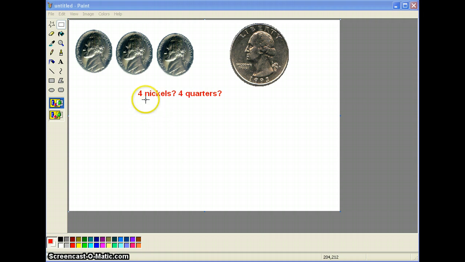Can you say that you have 4 nickels? Can you say that you have 4 quarters? Well, I hope your answer was no. And the reason is, well, because the coins are not the same. So you cannot say you have 4 nickels because the quarter is not the same thing as a nickel. And vice versa. You cannot say it's 4 quarters because the nickels are not the same thing as the quarters.